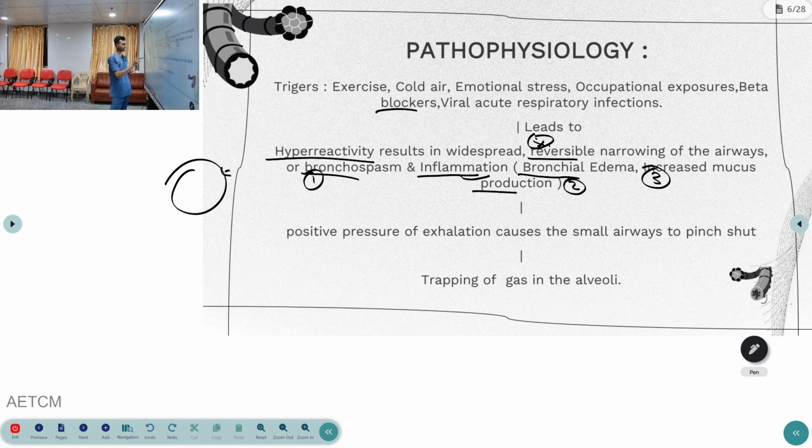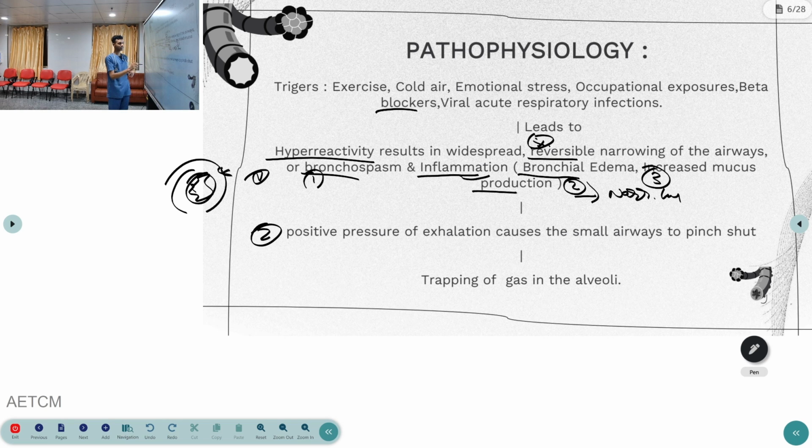We'll see in the next slide. So bronchial edema and bronchospasm will occur at the same time, along with increased mucus production. These things ultimately lead to the narrowing of the lumen. It will affect the diameter of the bronchus, the inner lumen. So this is the first one.